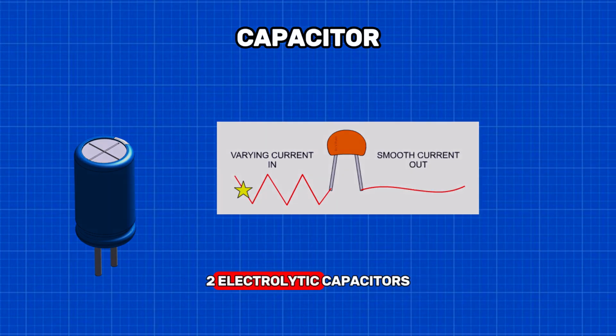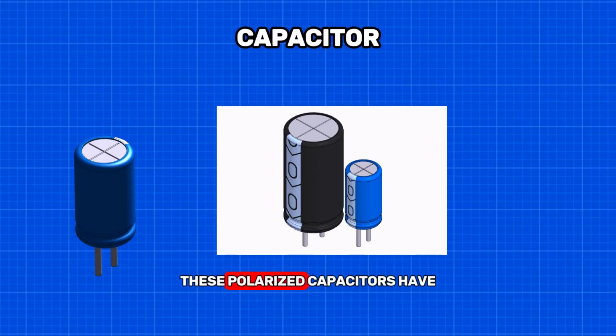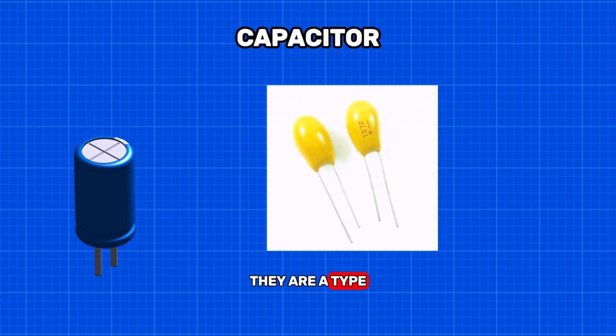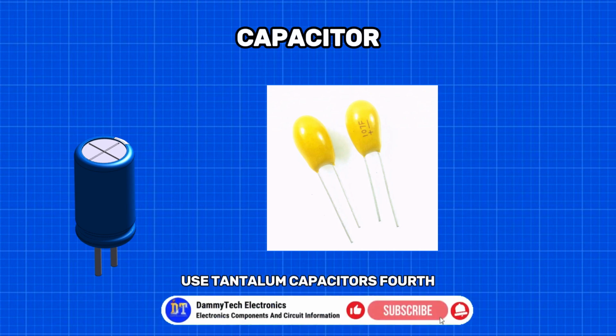2. Electrolytic capacitors. These polarized capacitors have a larger capacitance. There are positive and negative terminals. These components are used in power supply circuits. They smooth out voltage fluctuations, so they need a large capacitance. 3. Tantalum capacitors. They are a type of electrolytic capacitor, but they are more stable and dependable. High reliability, high performance applications like aerospace and military equipment use tantalum capacitors.